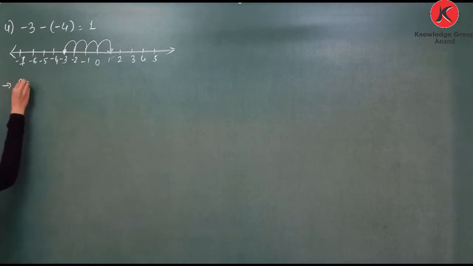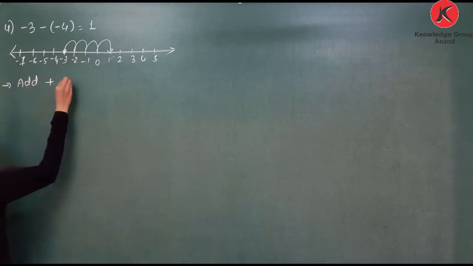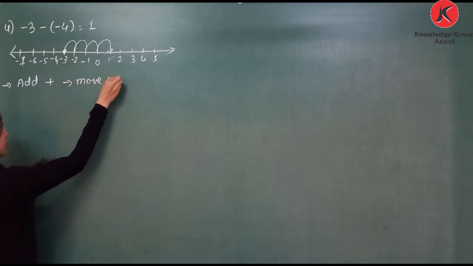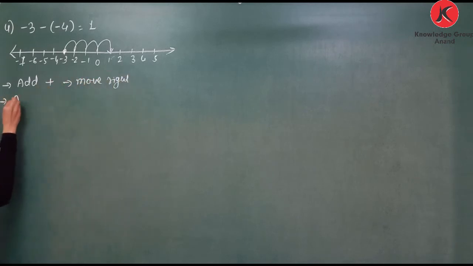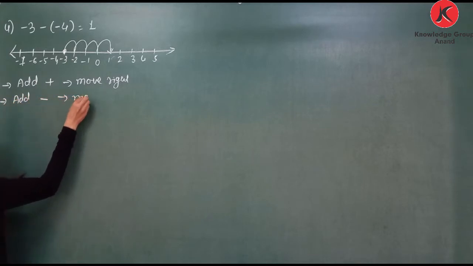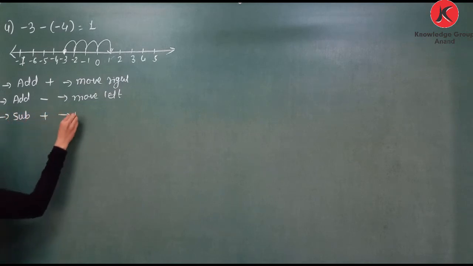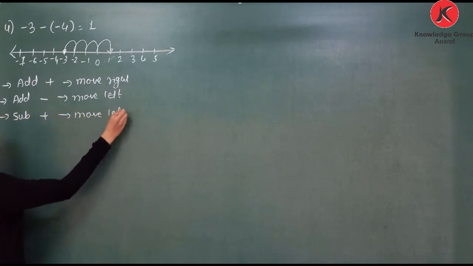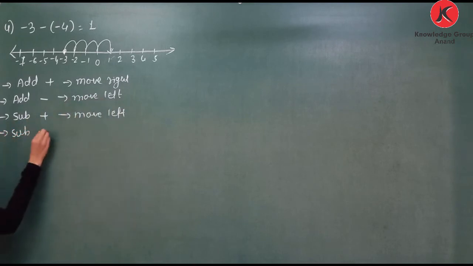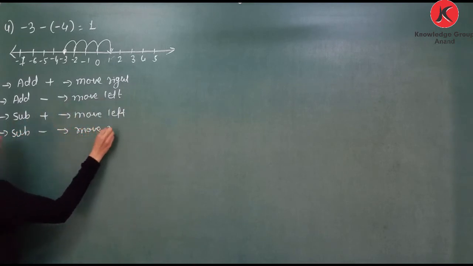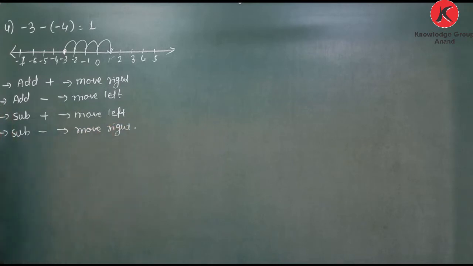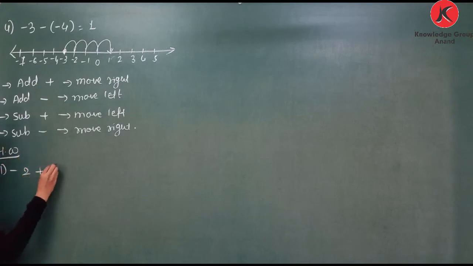Again, remember: add positive, move right. Add negative, move left. Subtract positive, move left. Subtract negative, move right. Okay. So here I will give some examples that you need to solve in homework. Perform the addition and subtraction on the number line: -2 plus 3.